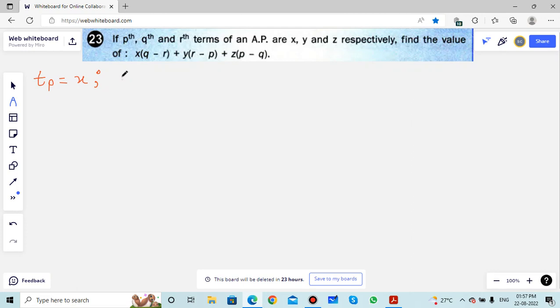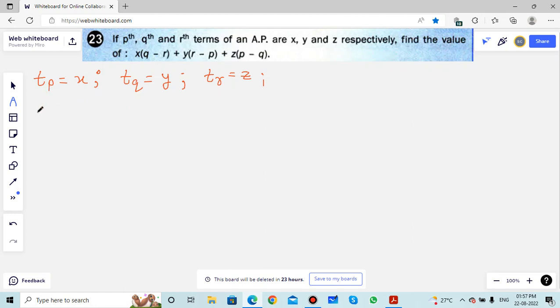Qth term, so Tq is equal to y, and rth term, that is Tr, is equal to z. Now find the value of x into q minus r plus y into r minus p plus z into p minus q. So we will move from the given here.